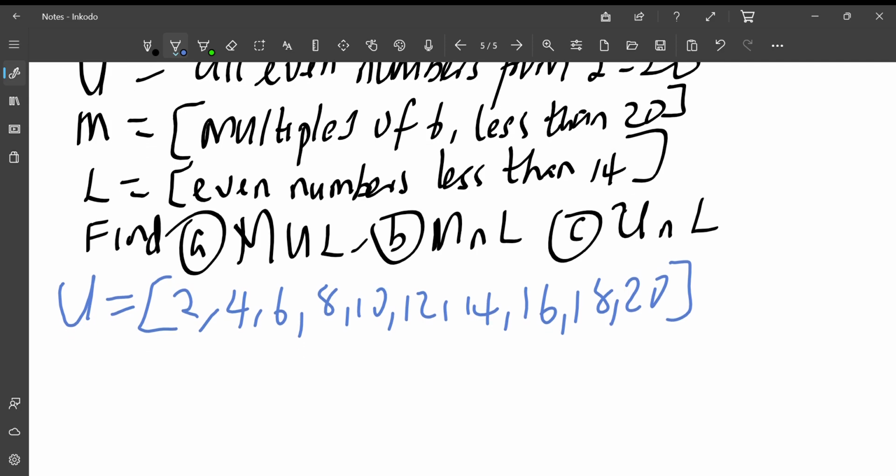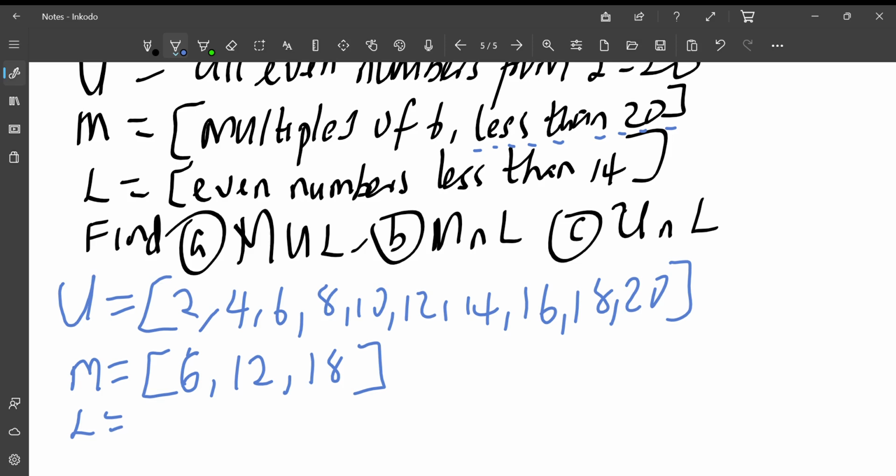What about M? We are told that M are the multiples of 6 less than 20. So M are the multiples of 6, numbers that 6 can go into. Let's go 6, 12, 18. We cannot go further because the next number will be more than 20, and we are told that it's multiples that are less than 20. So we have gotten our M.